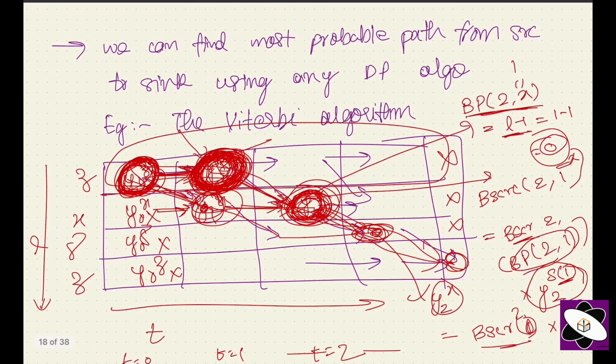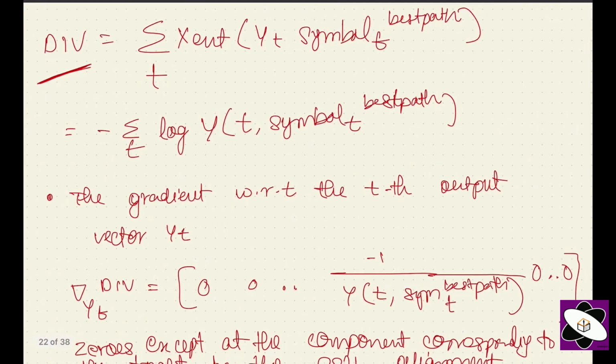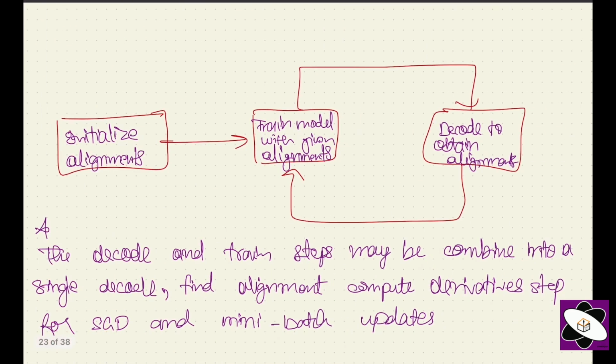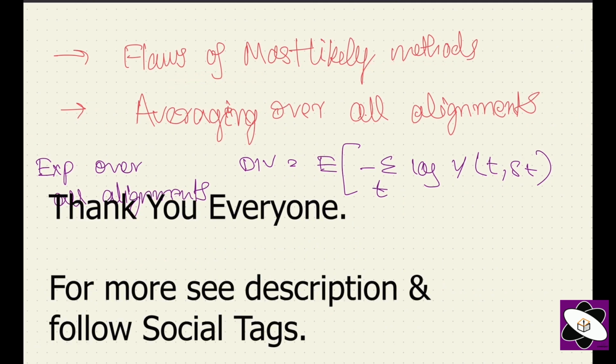maximum or minimum. But in the Viterbi algorithm, we are just finding the best maximum path, not the maximum at this timestamp, or the maximum at that timestamp. We are just finding the maximum path. So again, the maximum likelihood may converge to a local maximum or minimum instead of the global maximum or minimum. So there are flaws with maximum likelihood, as we have said. So we need to average over all the alignments, those things we need to do.